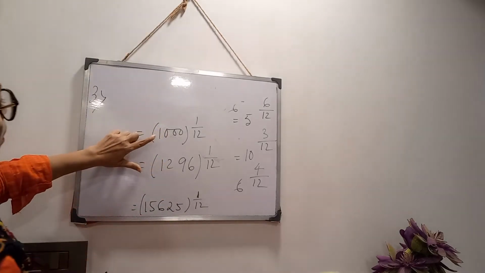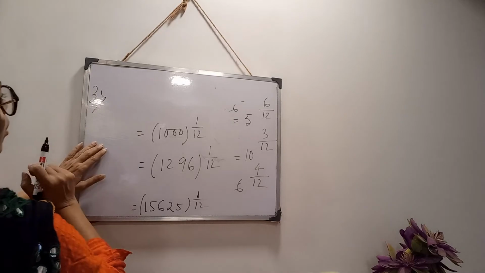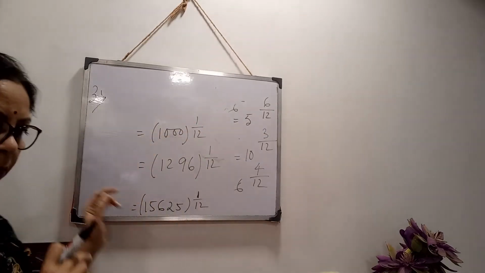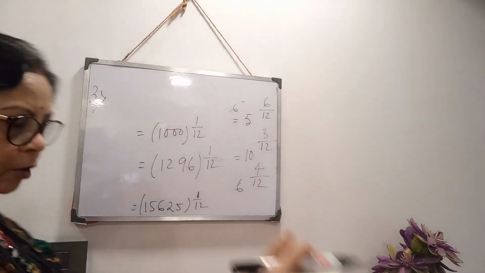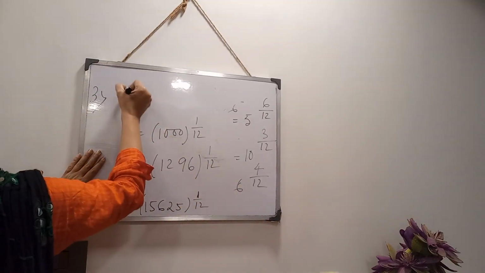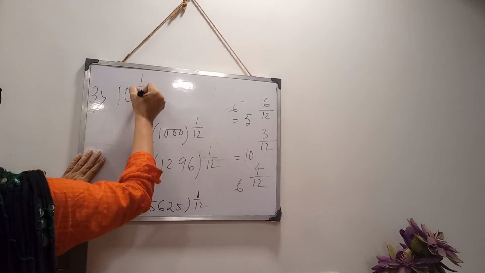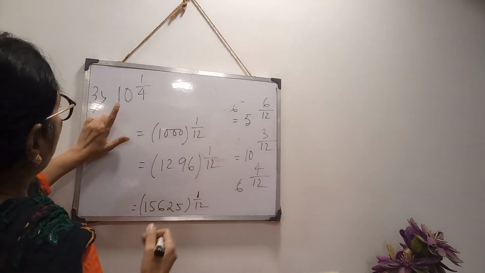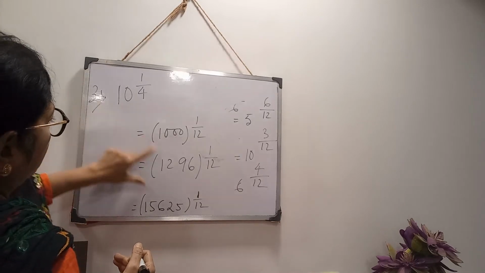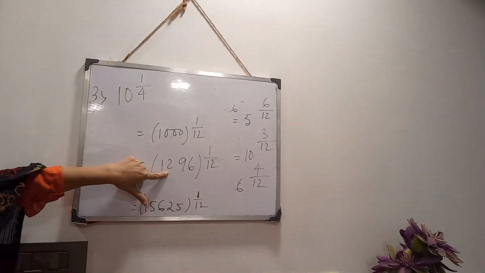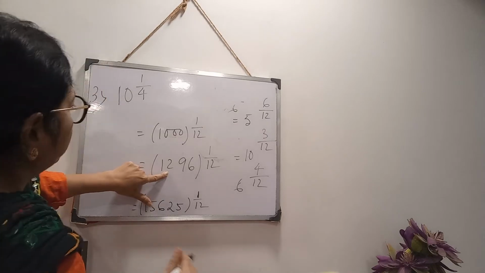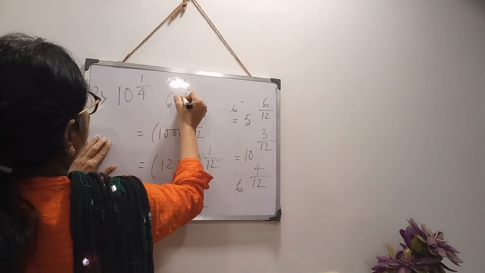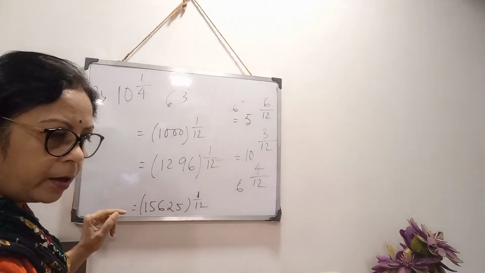So this is the lowest number, 1000. 1000 means 10 cube. In my sum, what is there? 10 to the power 1 by 4. So 10 to the power 1 by 4 is coming in first position, ascending order, means smallest. This is the smallest number. Then this, 1296, means 6 to the power 1 by 3. Then 5 to the power 1 by 2.